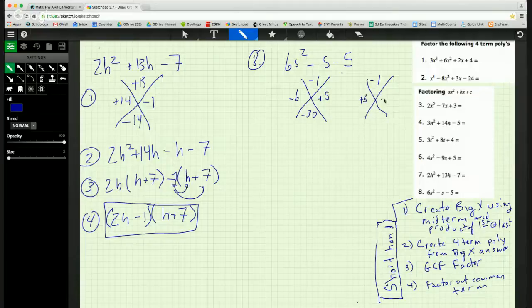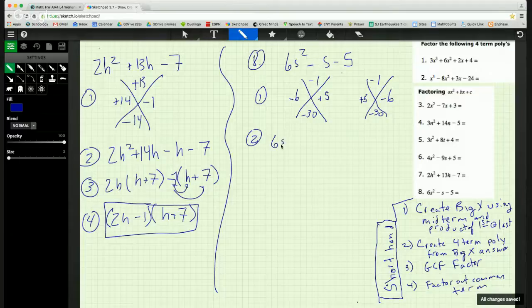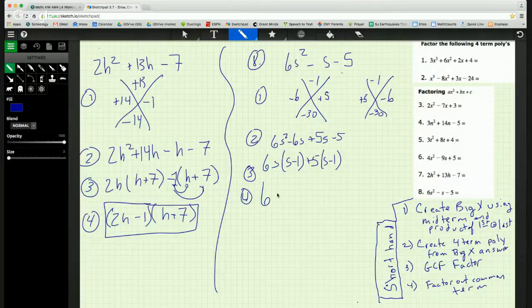This is kind of cool. So I'm going to solve it both ways. Because you can put the 5 here and the negative 6 here, or the negative 6 here and the 5 here, and it's going to work. And it'll work out differently in the middle, but at the end it will be the same. So watch this. 6s squared minus 6s plus 5s minus 5. So we get 6s times s minus 1 plus 5 times s minus 1. So that's step 3. Step 4 says 6s plus 5 times s minus 1. Okay, so this is way number 1.